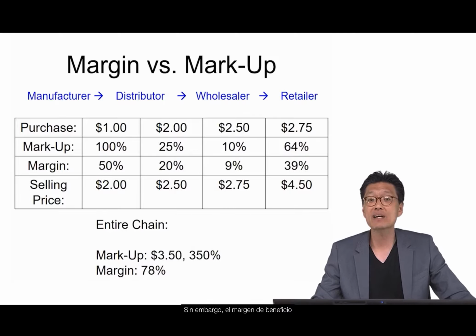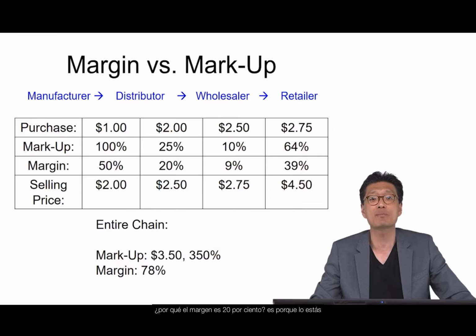However, the markup, in contrast to the margin, is 100%. Why? Because the formula for the markup is the selling price minus the purchase price, so it's 2 minus 1. And now you divide that by the purchase price, not the selling price, as was the case for margin. So for markup, it's 2 minus 1 over 1. That's why it's 100%. Again, for the next one, the margin is 20%, whereas the markup is 25%.